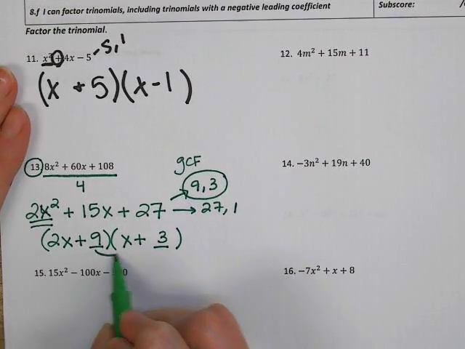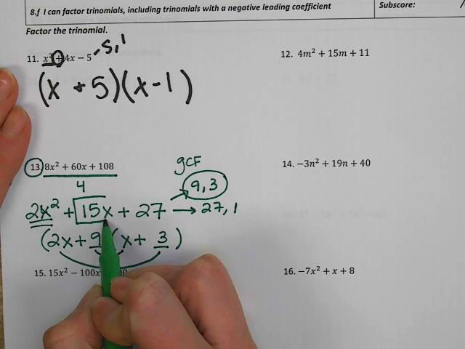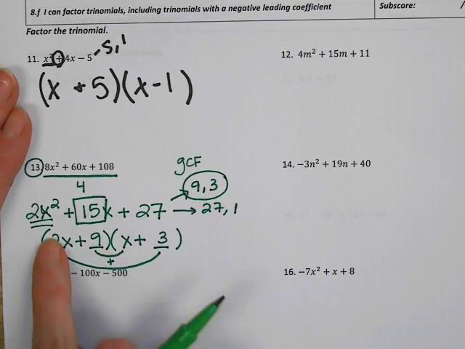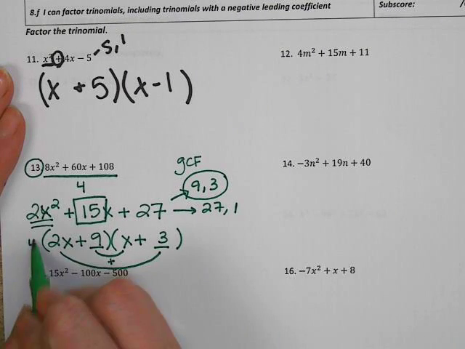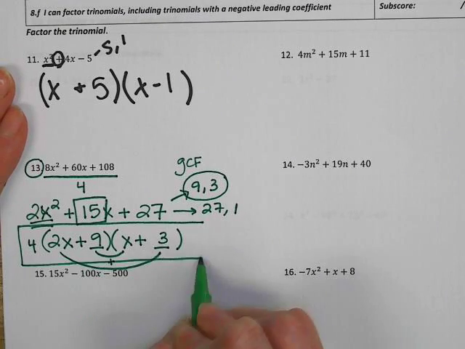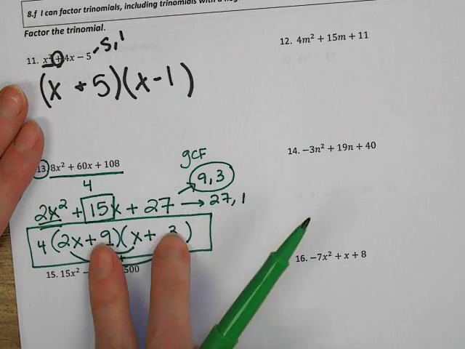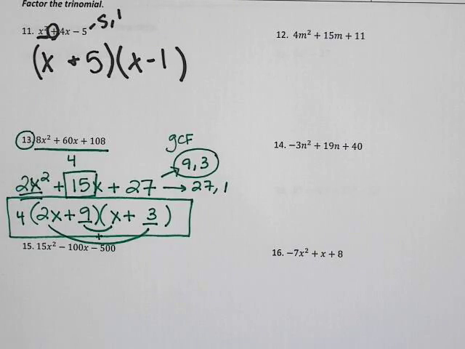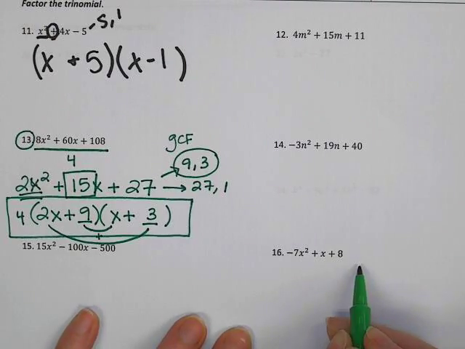We have to check: do the inners plus the outers add to 15? Oh my gosh, you guys, we got it right away. 9 plus 6 is 15. So we're done. Bring down the GCF, and that was the answer. Now, if it didn't work, then you would try maybe switching the order, or maybe you would try the 27 and the 1, or switching the order, but that covers that. Also remember, if the leading coefficient is negative, to always divide by a negative 1 first.